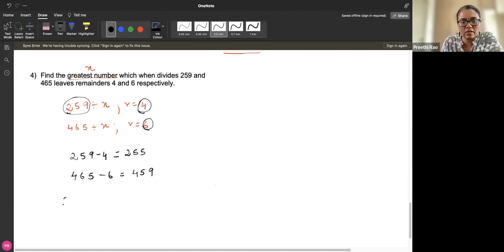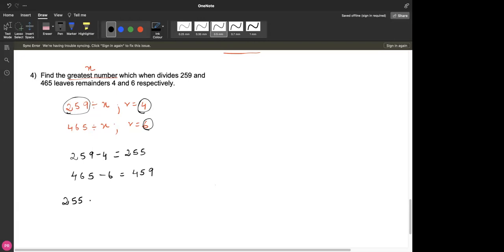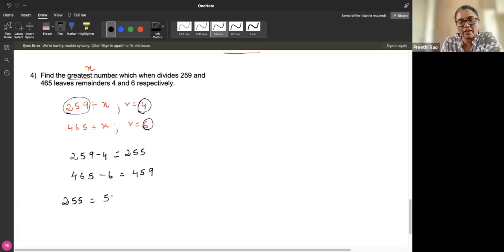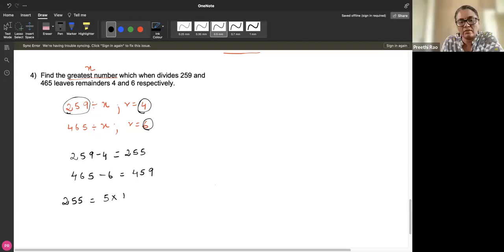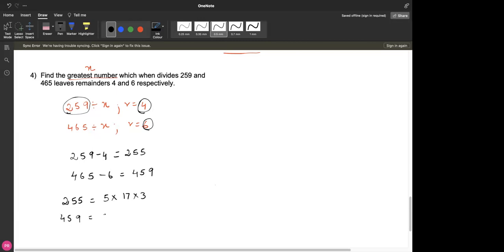So what are the prime factors of 255? Ma'am, 5 into 17 into 3. And what are the prime factors of 459? 3 square into 17 into 3, so 3 cube into 17.